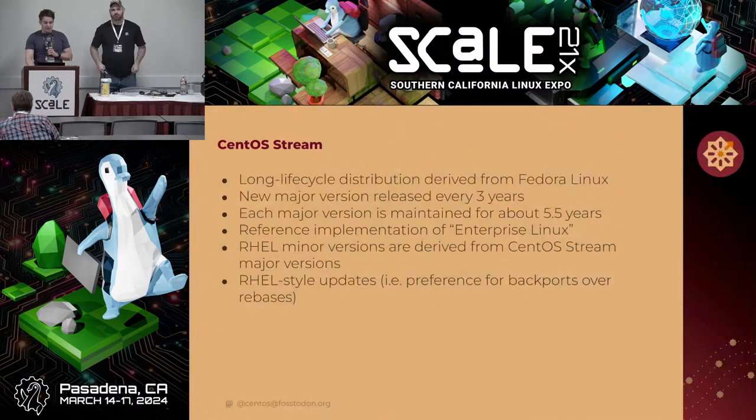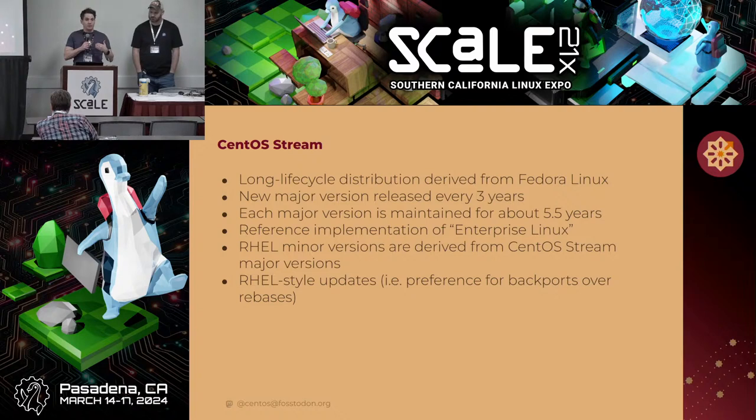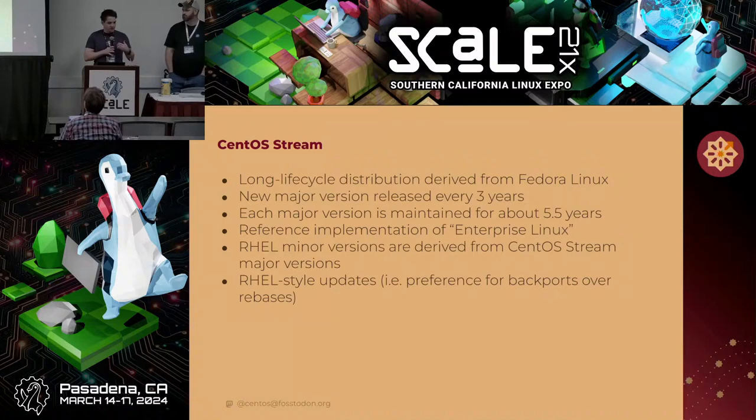So let's talk about CentOS Stream. CentOS Stream has a five-year and some months life cycle. There's a new major version every 3 years. It is where you get Enterprise Linux from. It is where RHEL is derived from, and any RHEL derivative systems ultimately come from CentOS Stream. It branches off of Fedora. Every 3 years we take a Fedora release and make a branch point from that, and this year will be one of those branch years.